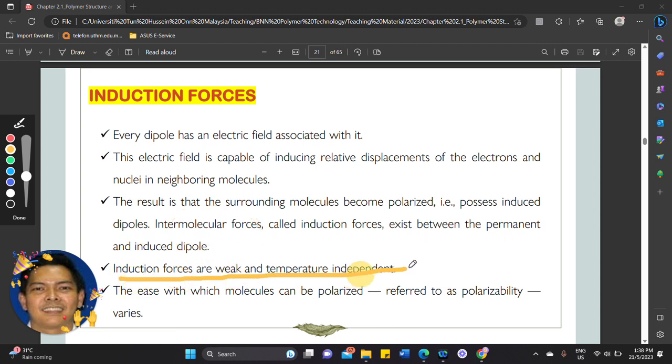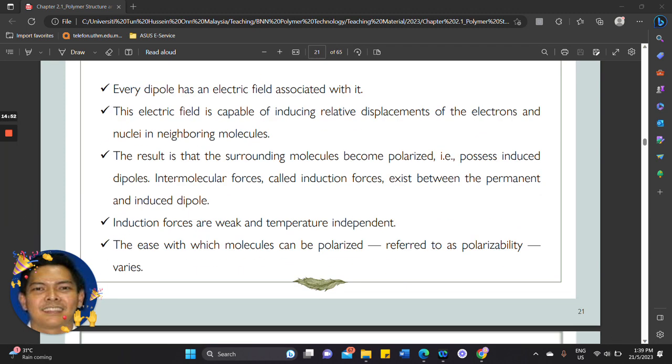Induction forces are weak and temperature independent. The ease with which a molecule can be polarized is referred to as polarizability, which varies.